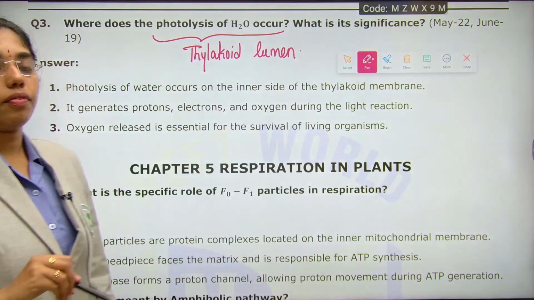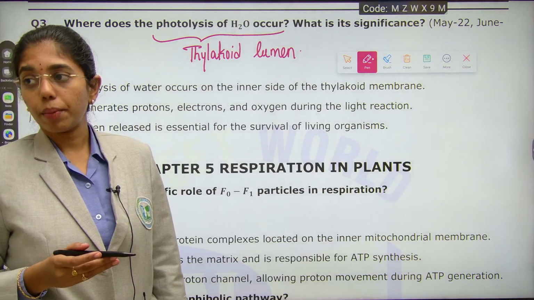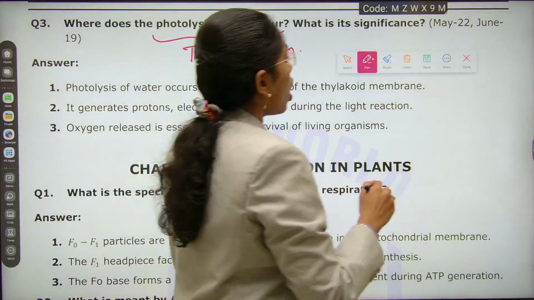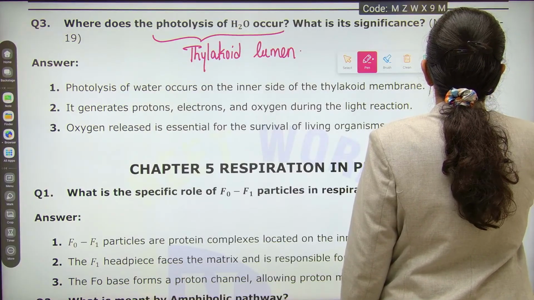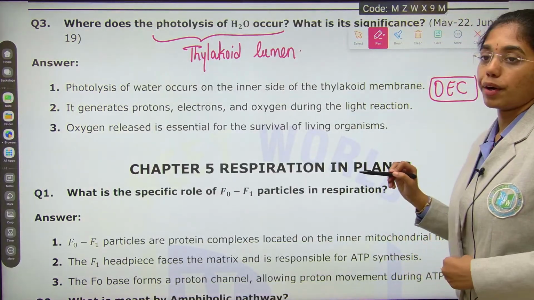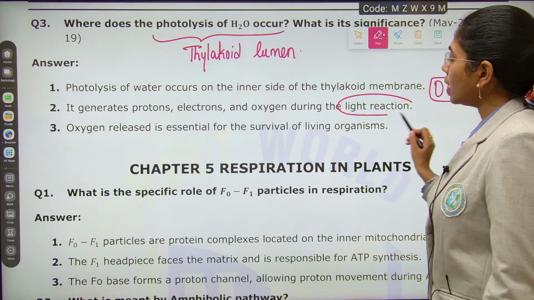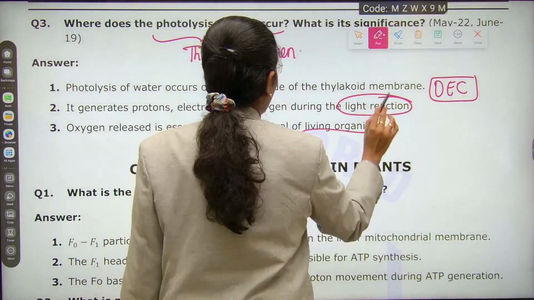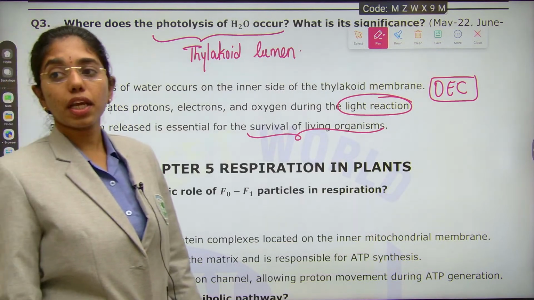What is its significance? Photolysis of water occurs on the inner side of the thylakoid membrane, which has a complex called the oxygen evolving complex. This will generate protons, electrons and oxygen during the light reaction. The oxygen released is essential for the survival of living organisms. Clear till here? And next will be respiration in plants.